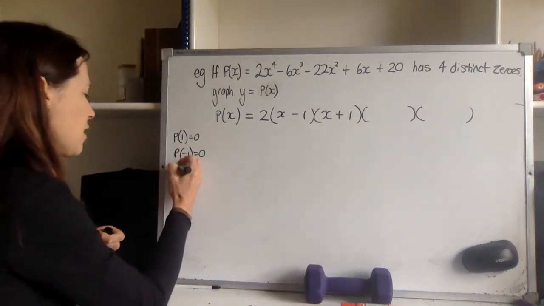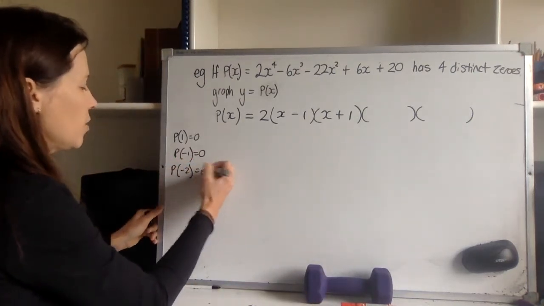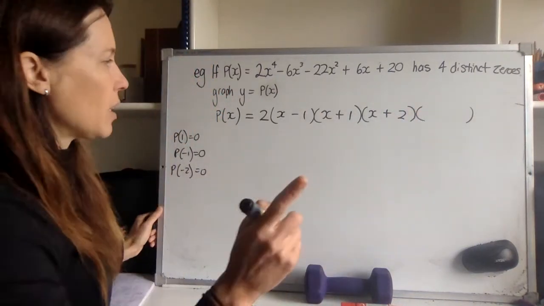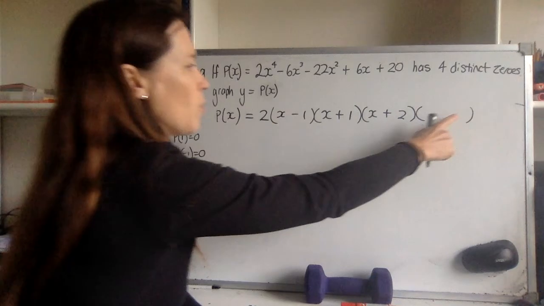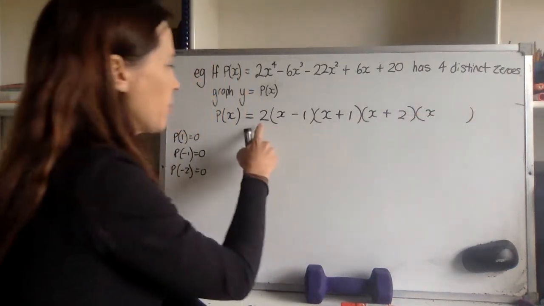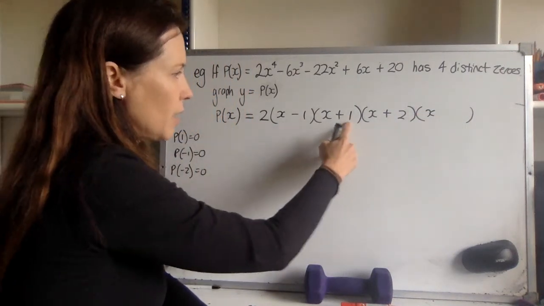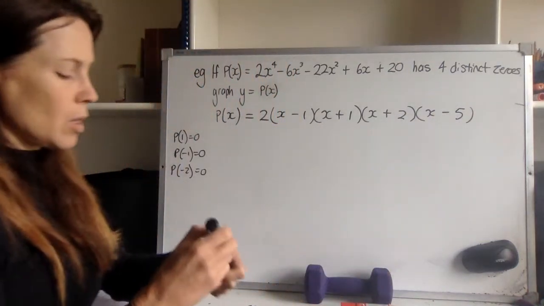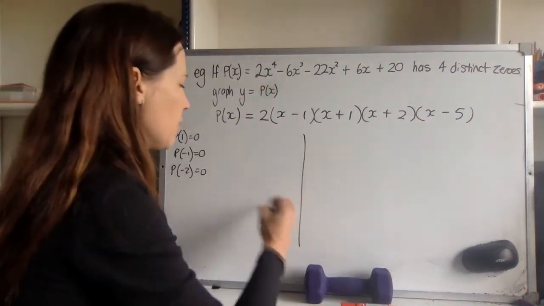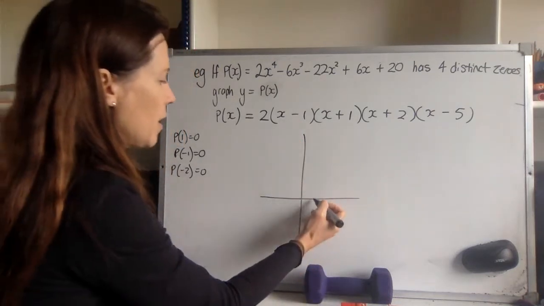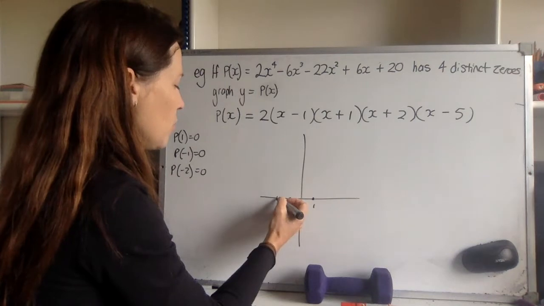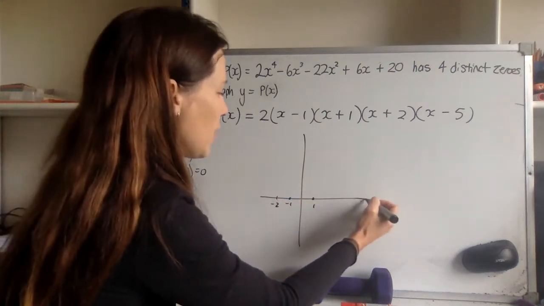So if negative 2 is a 0, then that means that x plus 2 is a factor. Now I can pretty easily reason here what this number needs to be, because I've got 2, negative 2, negative 2, negative 4. This must be a negative 5. So now I can go ahead and graph this thing really easily. I've got zeros at 1, negative 1, negative 2, and at 5.